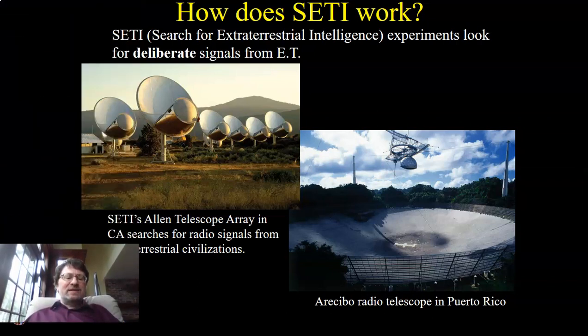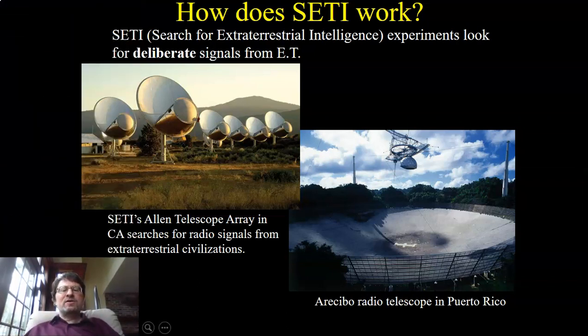Now, SETI is the Search for Extraterrestrial Intelligence. And it's a real thing where people are looking for deliberate signals from an extraterrestrial intelligence. SETI's Allen Telescope Array in California, a little bit northeast of San Francisco, searches for radio signals from extraterrestrial civilizations. You can see why it's called an array. There's a number of these radio dishes, all the same as one another, pointing to the same point in space.